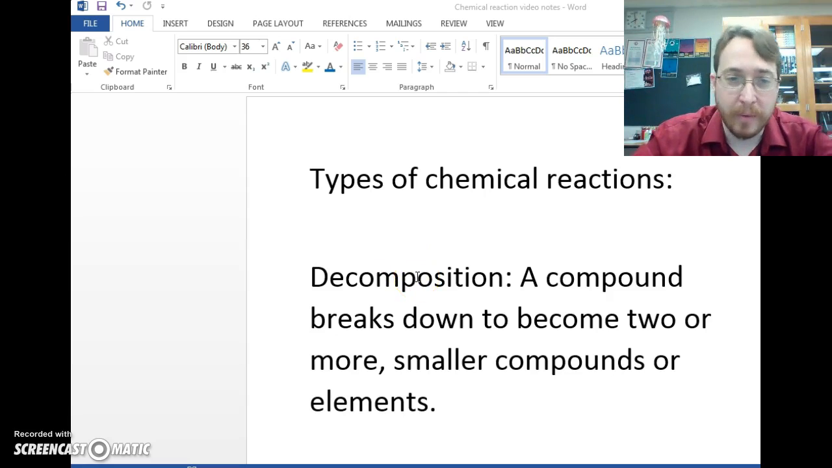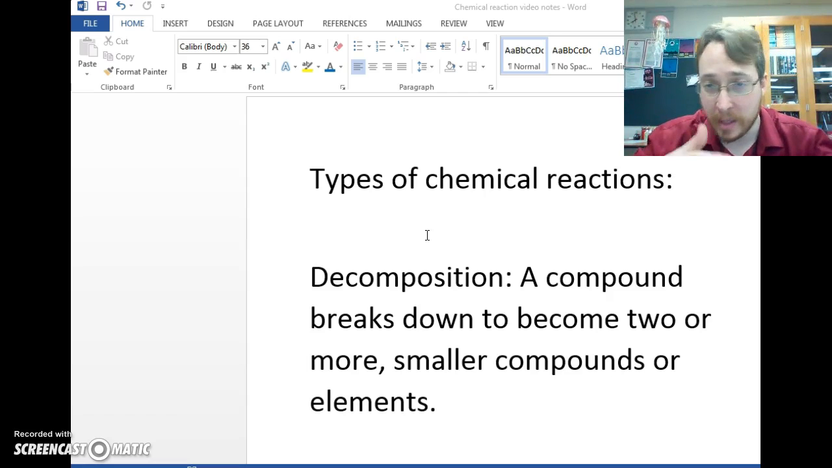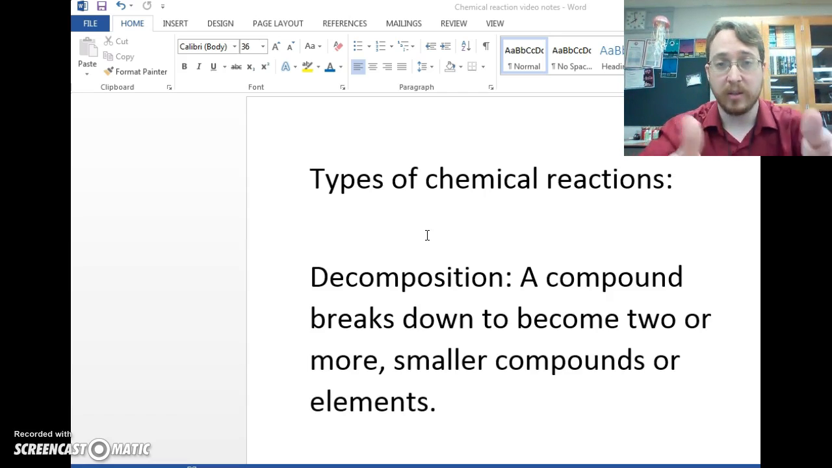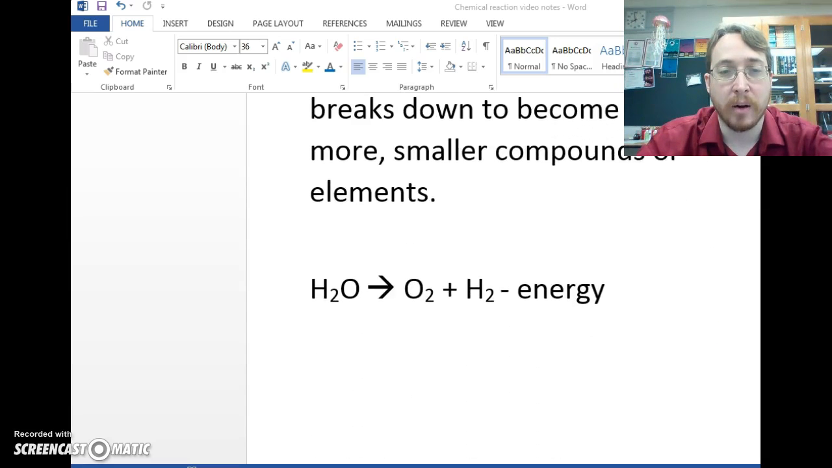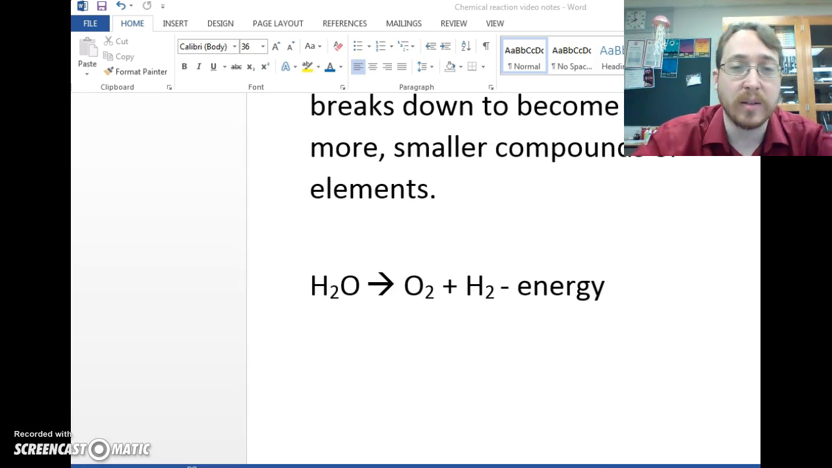Our first type of chemical reaction is a decomposition reaction, and it's not a trick name. It's just like, if a body is decomposing, it's falling apart and breaking into smaller things. A compound breaks down to become two or more smaller compounds or elements, and our example for this that we've been using in class is the decomposition of water.